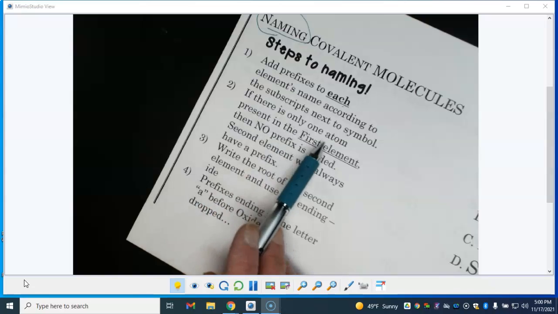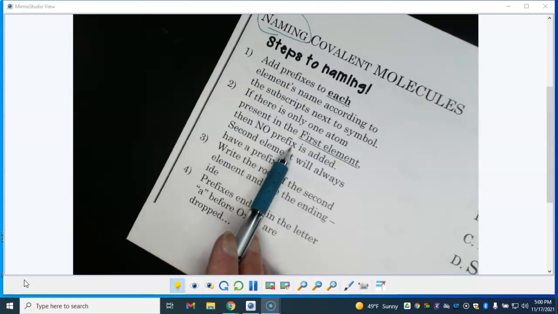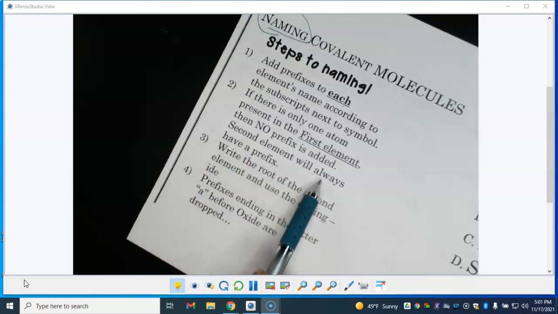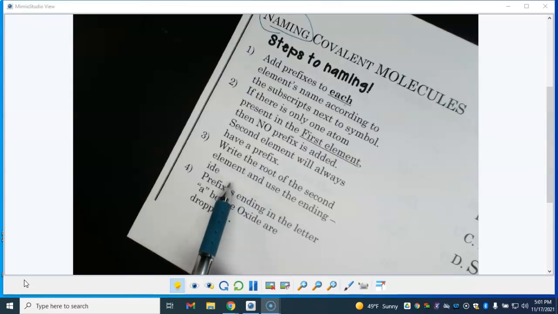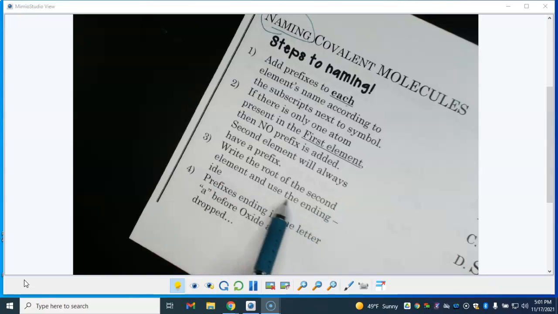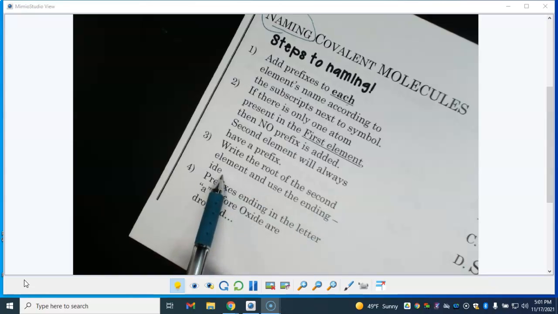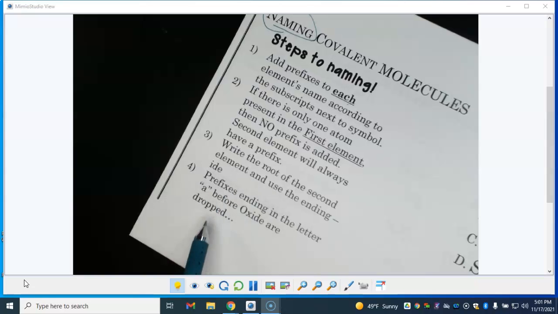So if there is only one atom present in the first element, we never add a prefix. The second element always will have a prefix. So we're going to write the root of the second element and use the ending IDE for the second element. Just like we did with naming ionic compounds, we drop the INE and add the IDE. Prefixes ending in the letter A before oxide are always going to be dropped.